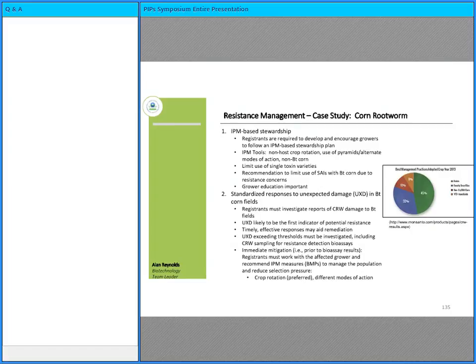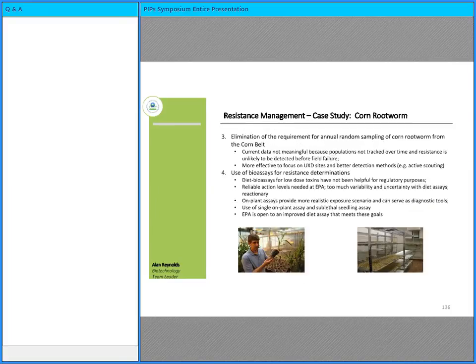And to illustrate how that works, I've included a little pie chart from Monsanto on the right of the slide there. It's a little bit dated, but it shows how growers who had unexpected damage in 2012 responded in 2013. Almost half of them did rotate to soybean, which we think is very effective, but only 8% of those growers chose to plant that same trait the following year. So over 90% of them, in response to resistance, were adopting some of these IPM approaches that we're advocating.